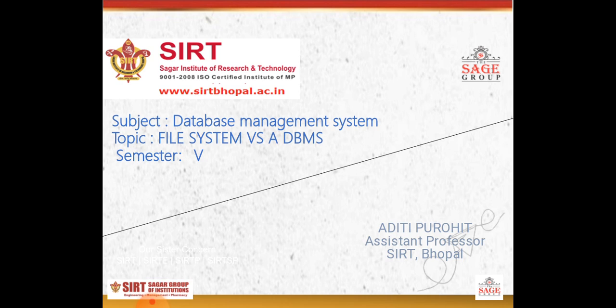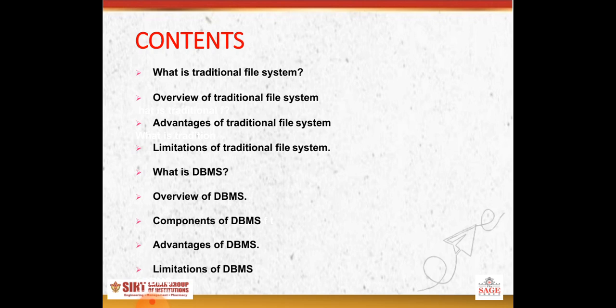So let's discuss our today's topic. These are the contents of our topic. First, we discuss the traditional file processing system, its overview, general introduction, then advantages and limitations of the traditional file processing system. Then we come to the database management system, components of database management system and their overview, and advantages and disadvantages of database management system.